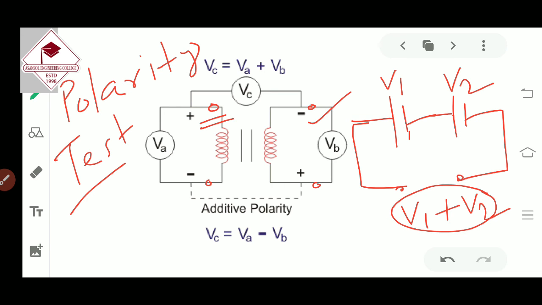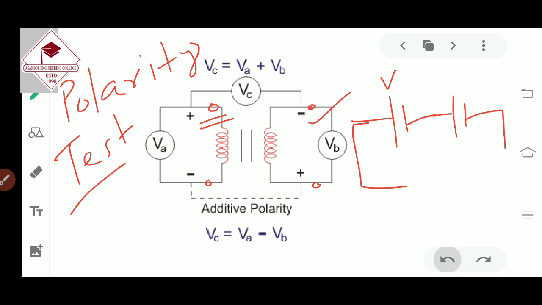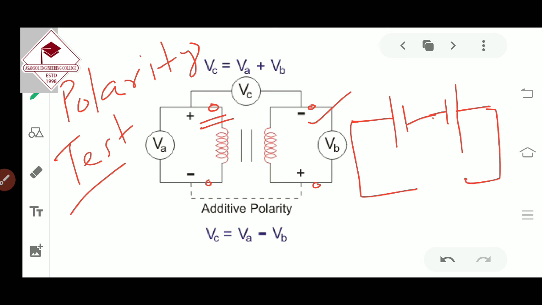This is additive polarity. Now if you reverse the polarity, just like suppose this is low, this is high polarity, means negative to negative, and you try to find the voltage across these 2 points. If this is V1, this is V2, it will show V1 difference V2, right? That means V1 minus V2 or V2 minus V1. So this is subtractive polarity. So based on this concept, we will try to identify the polarity of a transformer.